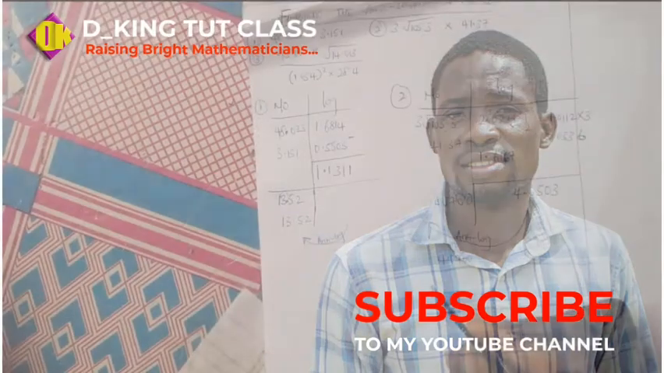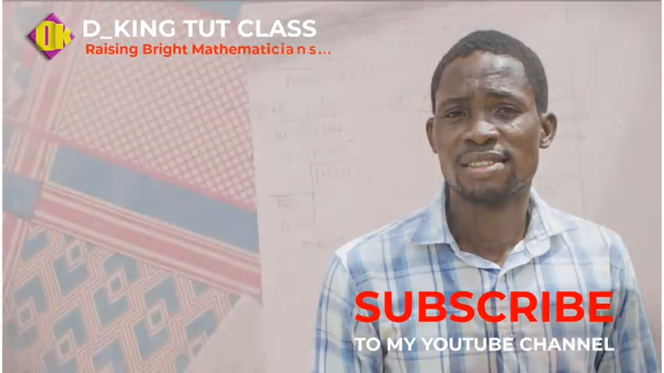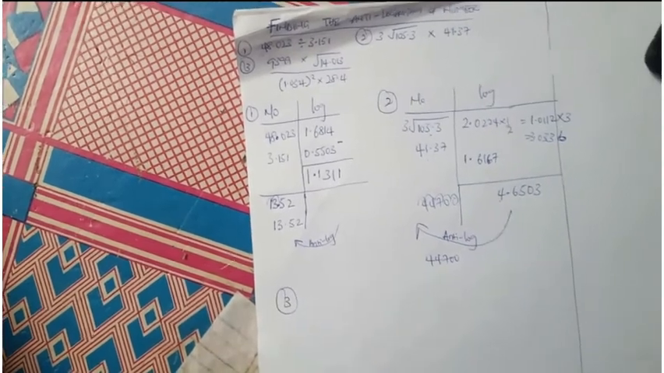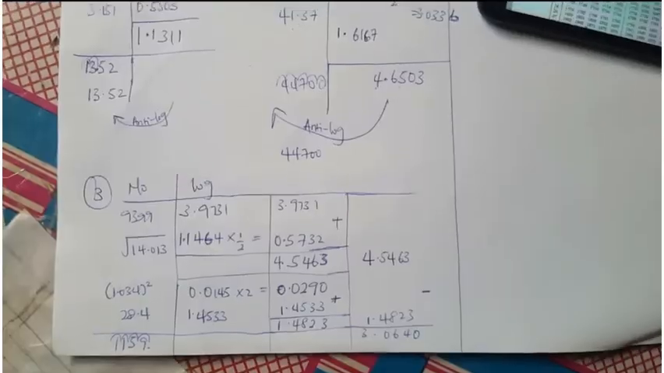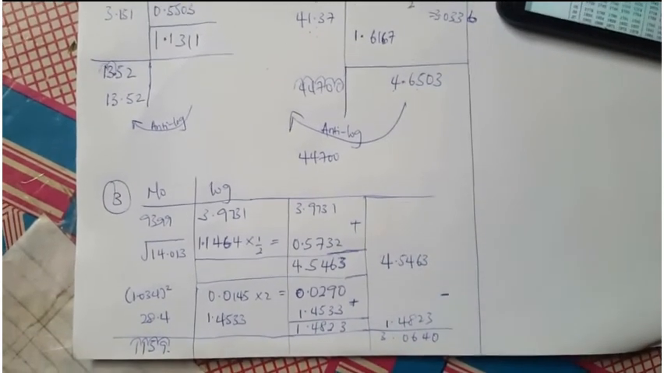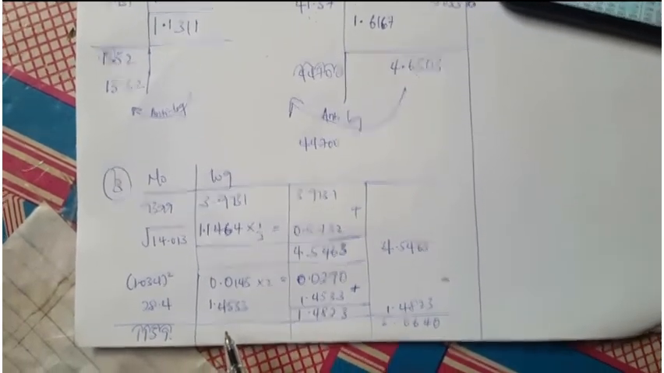Okay, that's that. Then finally for number 3, without wasting much of our time, I'll do that. Then I'll come back to us with the answer. Okay, so after computations, we have our anti-log to be 1159. I'll come about that.